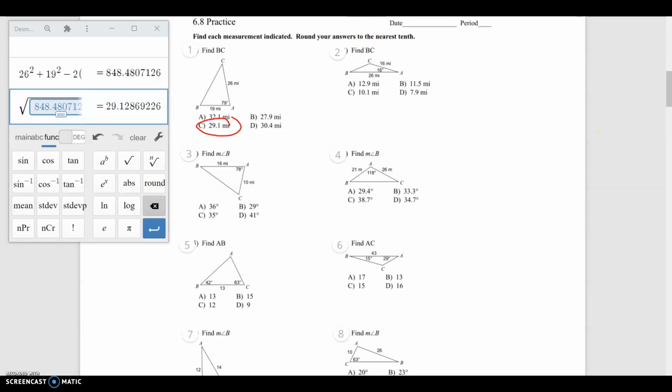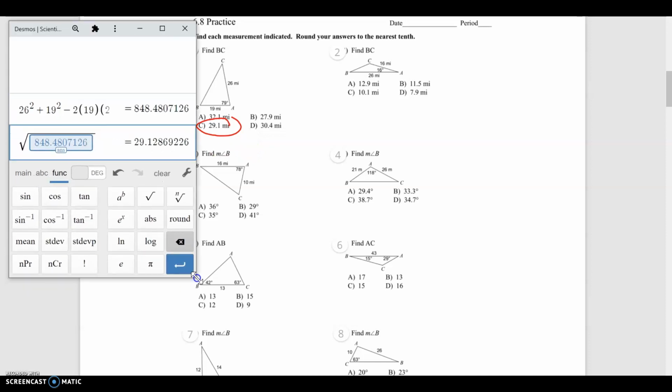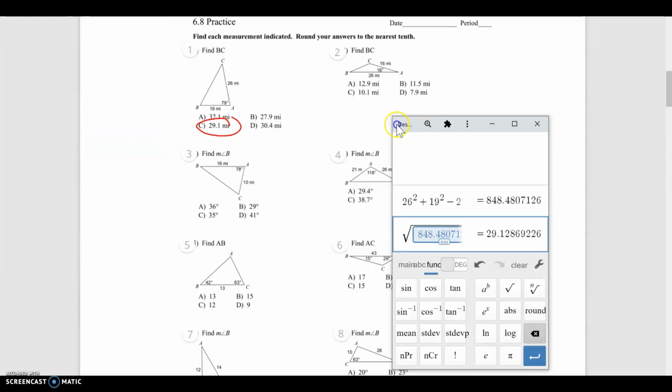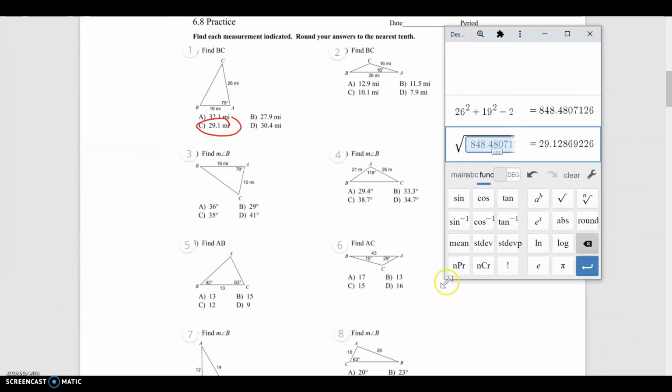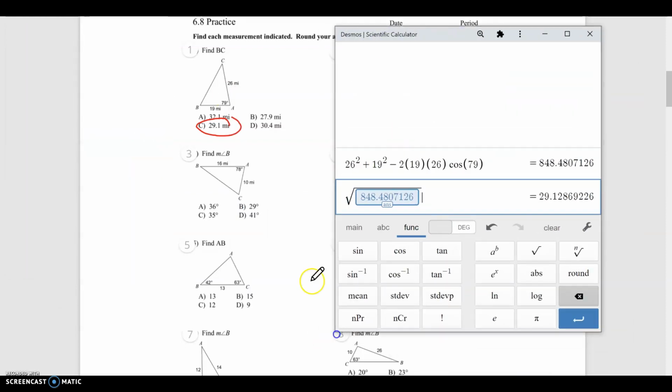Okay, I'm going to go over questions 1 through 8 just to help you see a few things. Now, notice it doesn't tell you to use the law of cosines or law of sines. That's something you need to decide. And the big part here is identifying what's given to you. So let's look at the first problem.